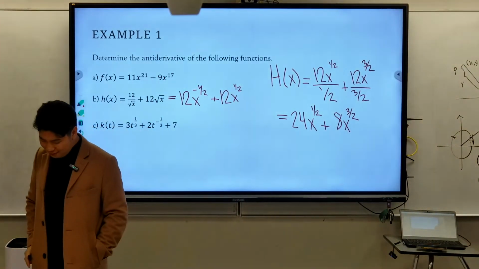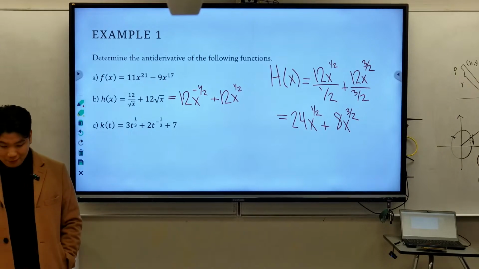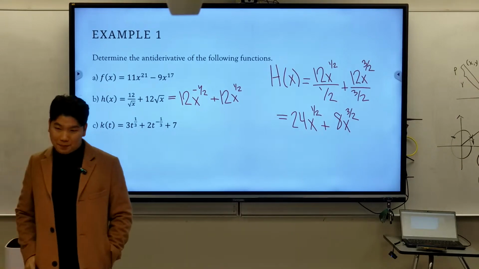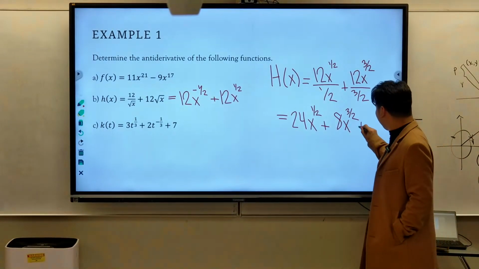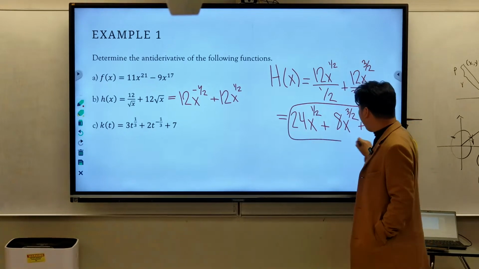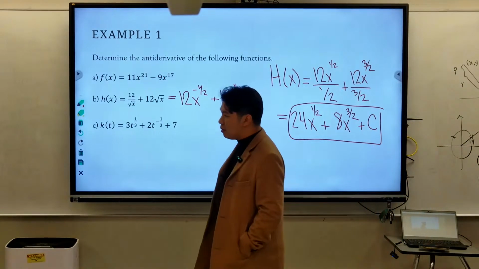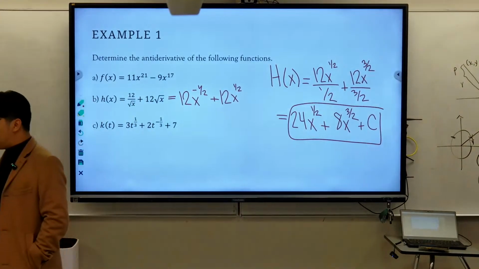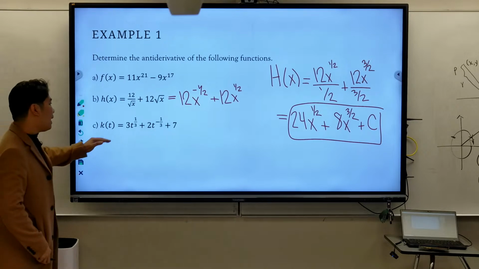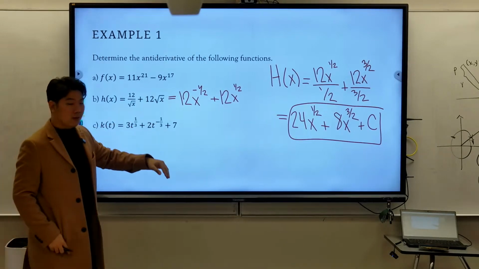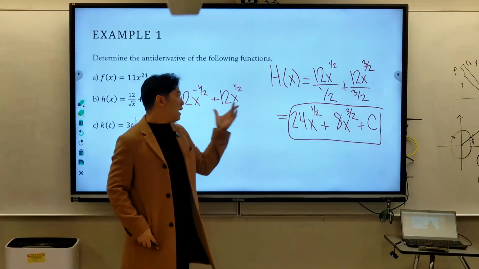Am I forgetting something here that I did in the previous problem? Plus c. Because we don't know which antiderivative we're talking about. I have to put that plus c. And I want to take note of something else as well. You can always check your answer. If I did this correctly, when I take the derivative of my answer, I should end up at my original expression. So derivative of this, I should end up here.